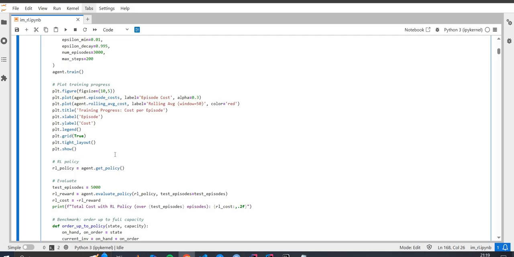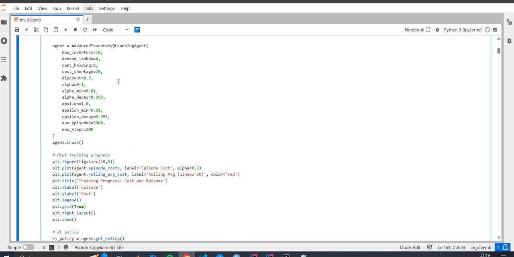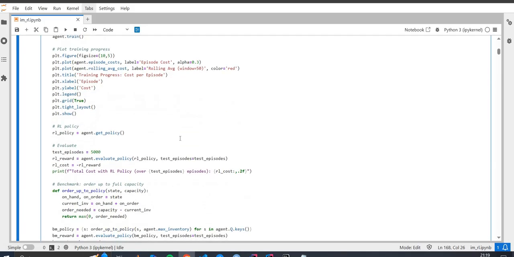Get policy parts, and you can see we call train, which runs the full training loop, allowing the agent to learn the best policy over 3000 episodes. Once training is complete, we want to visualize how the agent performed. We plot the episode costs to see how the total cost changes over time, and we include a rolling average to smooth out fluctuations. This gives us a clear picture of whether the agent is improving as training progresses.